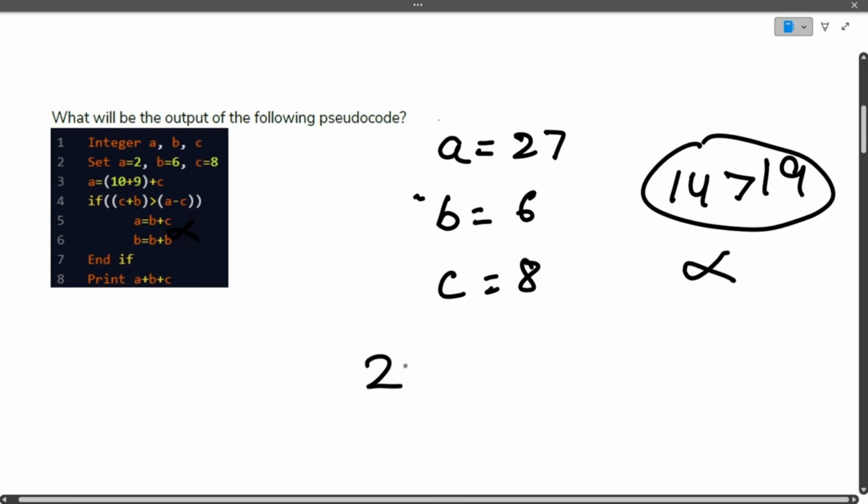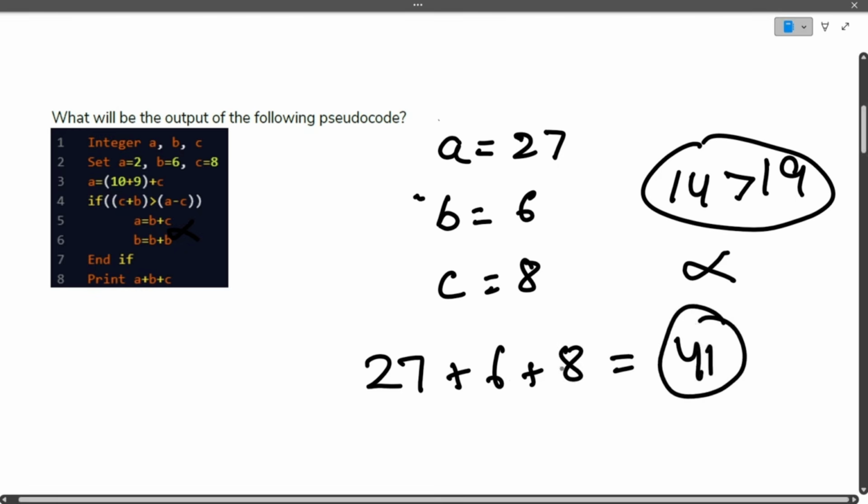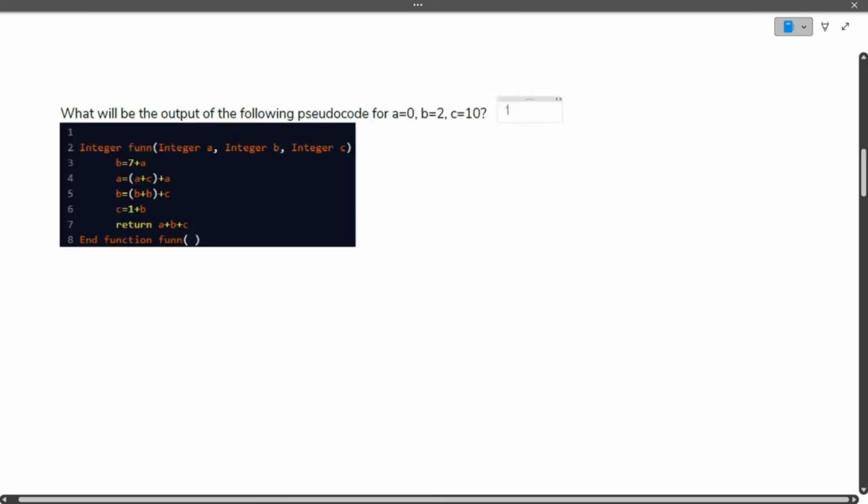So what is A now? It is 27. What is B now? It is 6. What is C now? It is 8. So what does the total become? 27 plus 6 is 33, 33 plus 8 is 41. So this is the output of this particular pseudocode. I hope this is clear to you. Now let's move towards the next pseudocode.